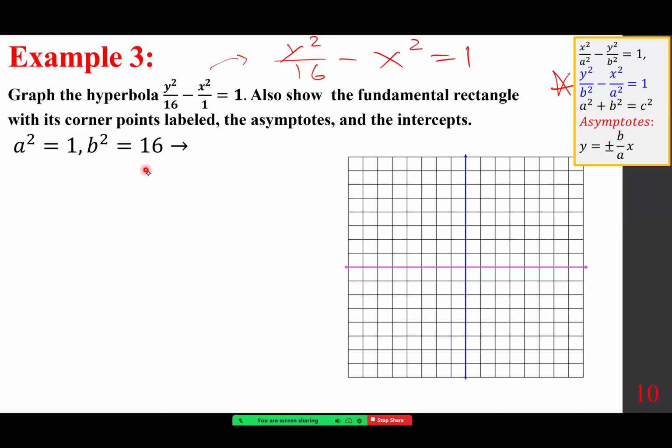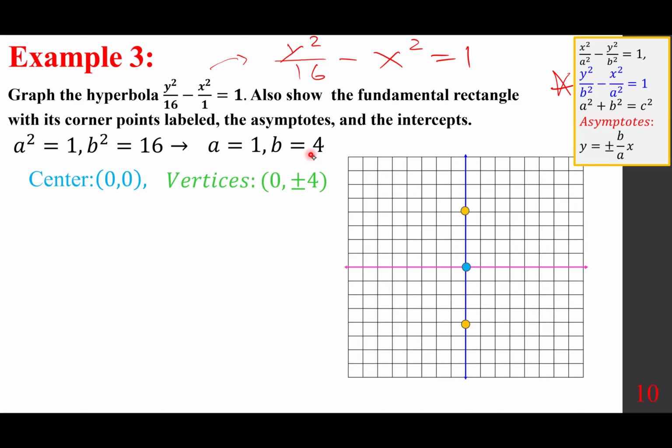So a is 1, b is 4, and we have the same center, 0, 0. However, this opens up and down. The transverse axis is no longer the x-axis, but rather the y-axis. And so we have the vertices at 0, 4, and 0, negative 4. So this is the center, and here are the vertices. That's basically the difference.